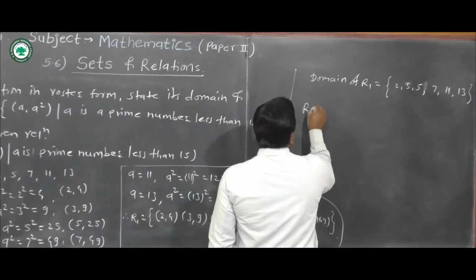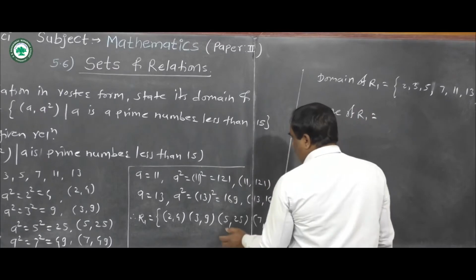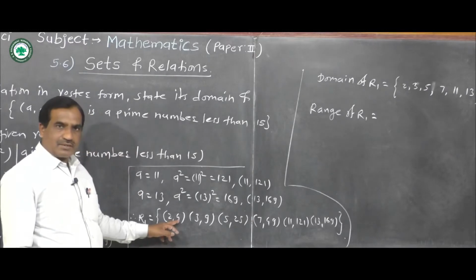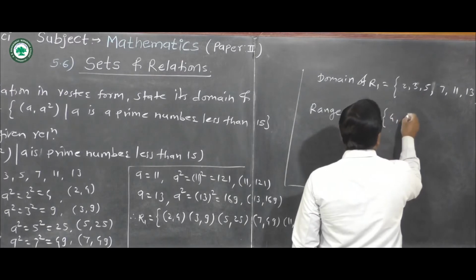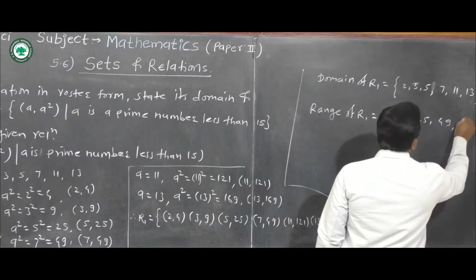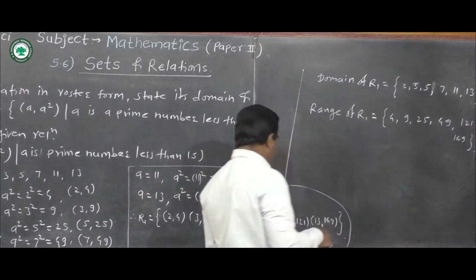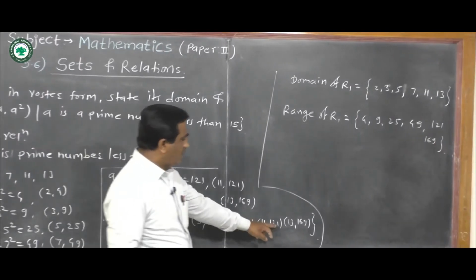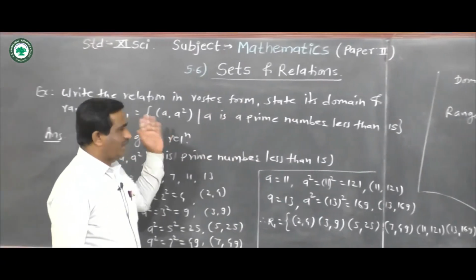Now the range of R1. We know that the range of any relation is the set of all second components in the ordered pairs. That is, we can write in curly brackets 4, 9, 25, 49, 121 and 169. This is the range set for the given relation R1. Okay, this is the answer for this example.